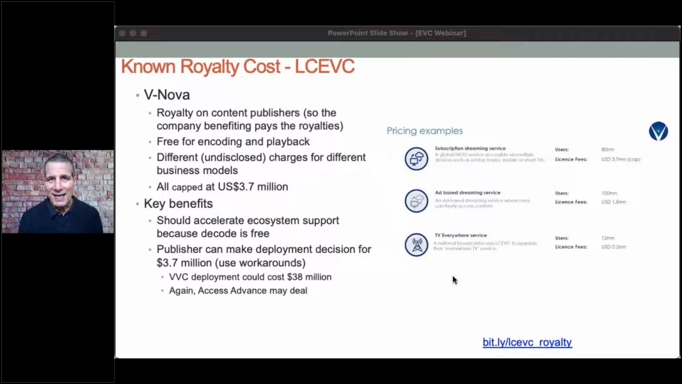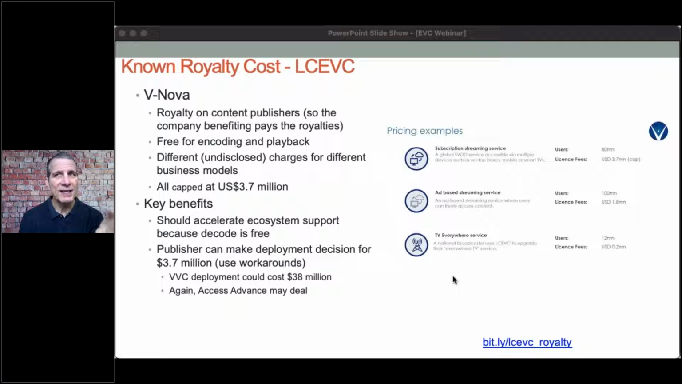And the ecosystem is free, and that really gives the publisher the ability to decide, okay, I want to use this, and I'll just pay the royalty. And then they just have to use a software player that's compatible with LCEVC, like TheoPlayer and some other players. Now, if you tried to do that with VVC, you'd have to pay the $8 million royalty to MPEG LA, and then you'd have to negotiate some kind of deal with Access Advance. Because you're going to have to pay the royalty on all of the decodes that are going to be out there.